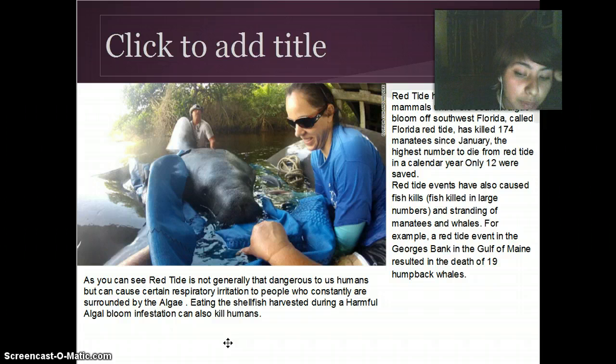to people who are constantly surrounded by it, like surfers, biologists, anyone who really interacts with the ocean with red tide. Eating shellfish harvested during a harmful algae bloom can also kill humans because it affects us, especially having it in our organisms.